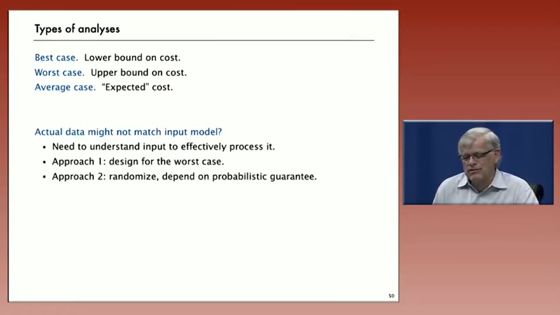And there's two approaches that are successful in this. One is to design for the worst case. Just make sure your algorithm always runs quickly, and that's definitely ideal. Another, if you can't do that, is to randomize and then depend on some kind of probabilistic guarantee. We'll see examples of both of these as we go through the course.